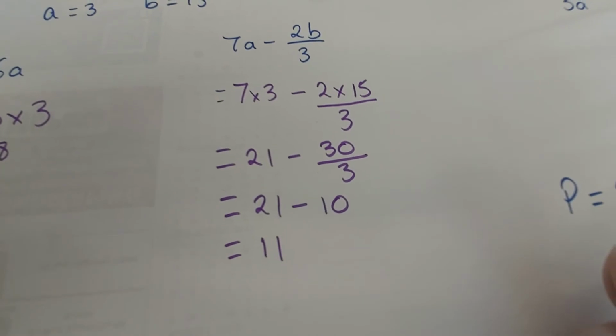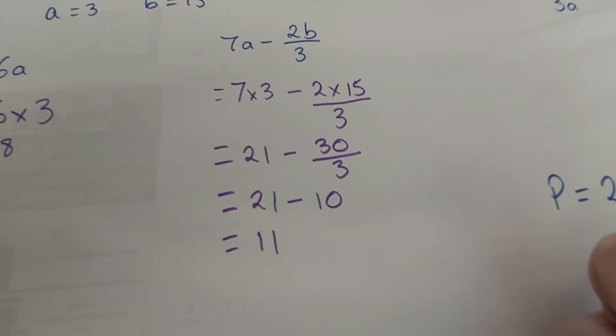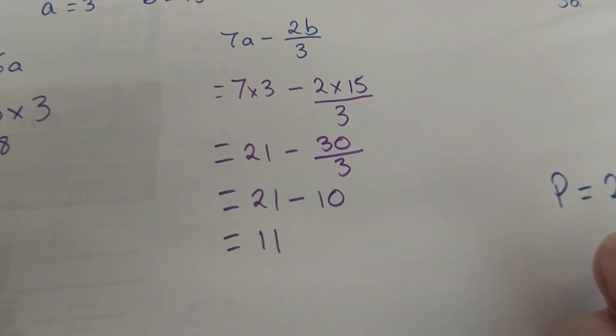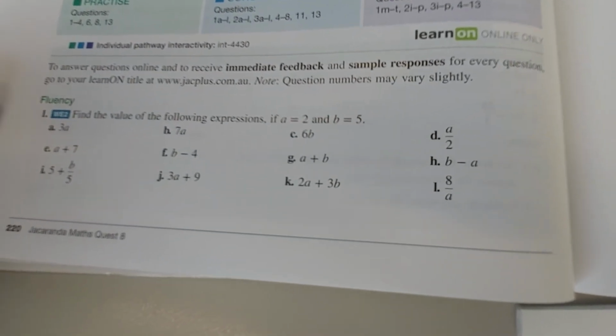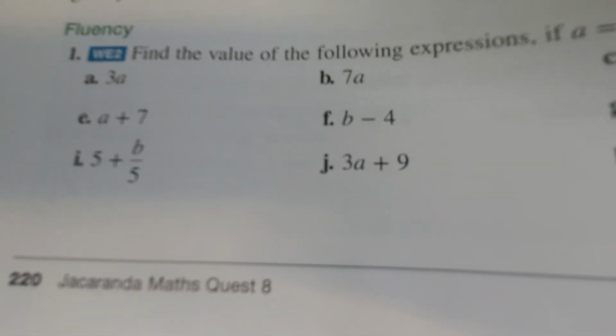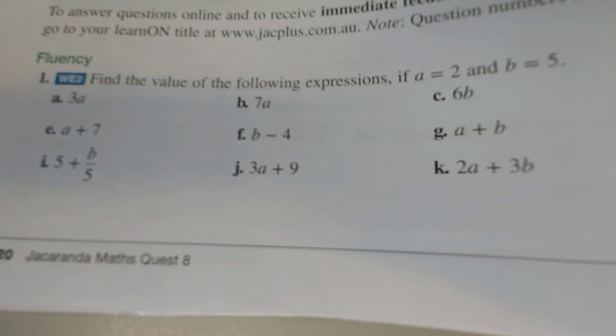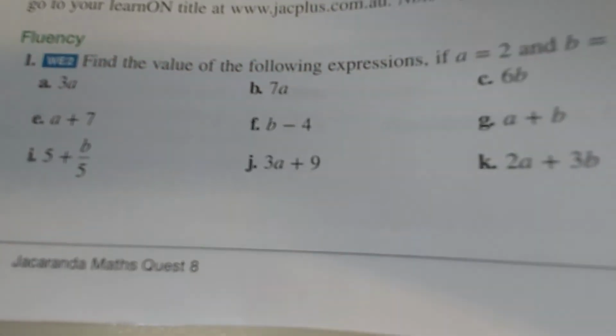So this is what you guys need to get started on your substitution work. Having a look at the first set of questions, yours will look like this on your PDF, and we're going to do the first two here together. So the first question there is find the value of the following expressions if A is equal to 2 and B is equal to 5.